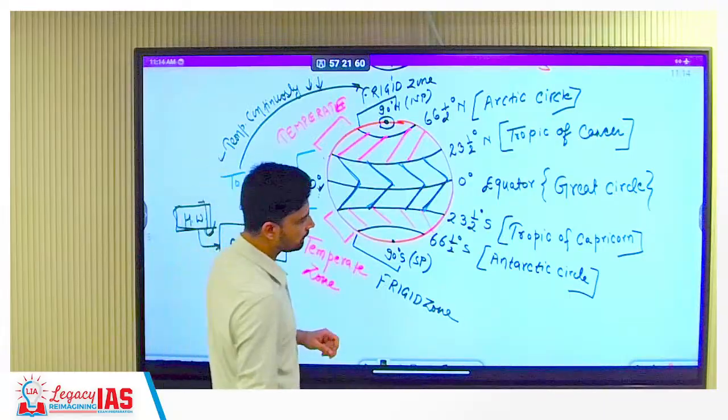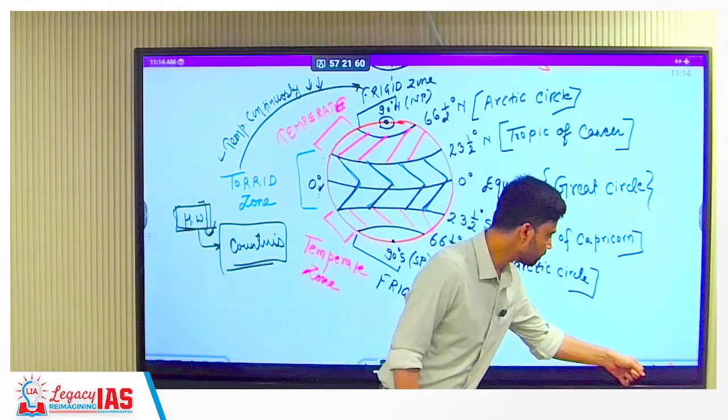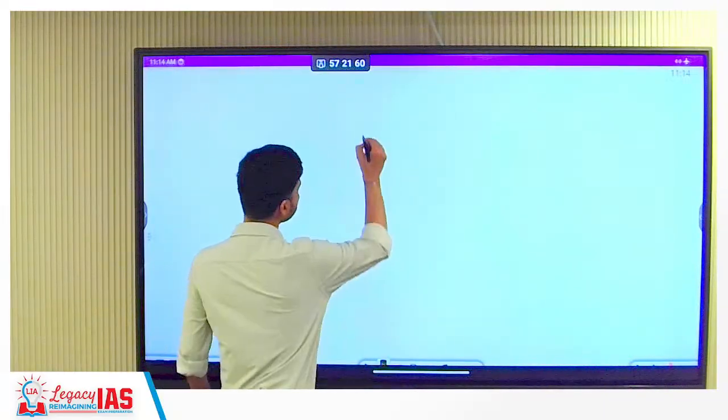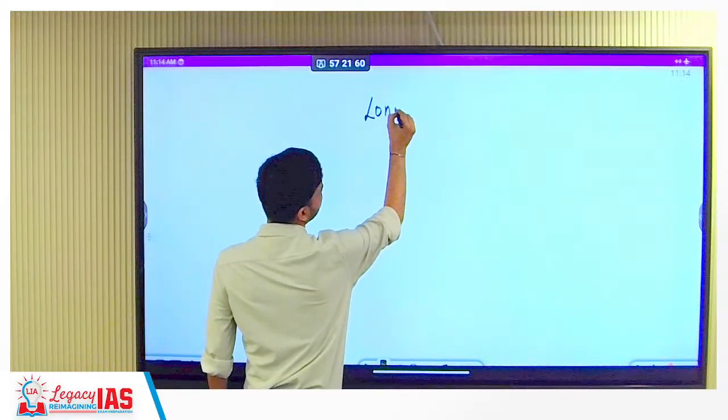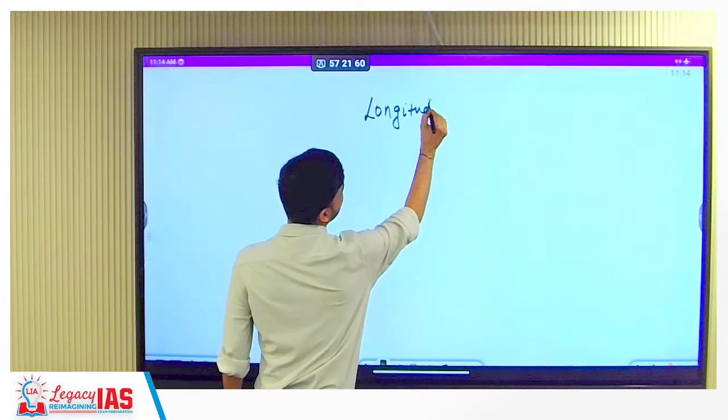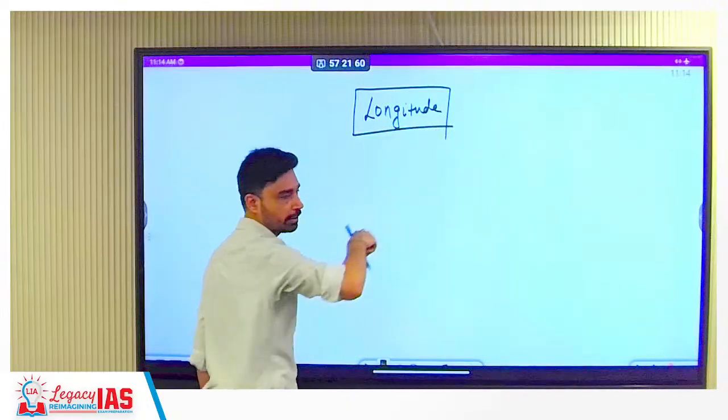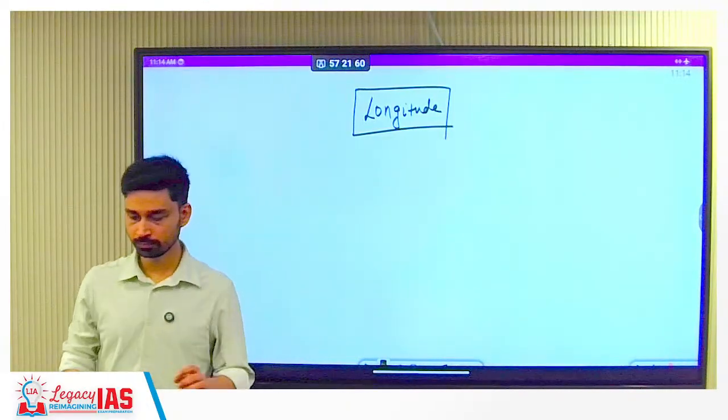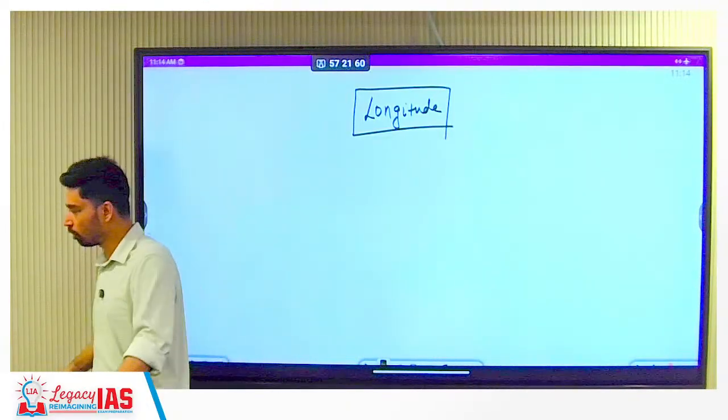So that is about latitude. The other line that we draw on the earth is longitude. So next we can write longitude.